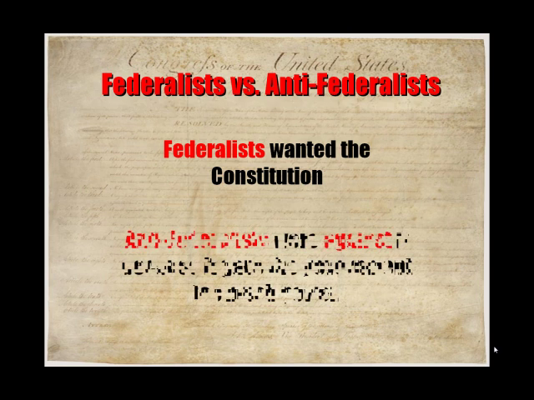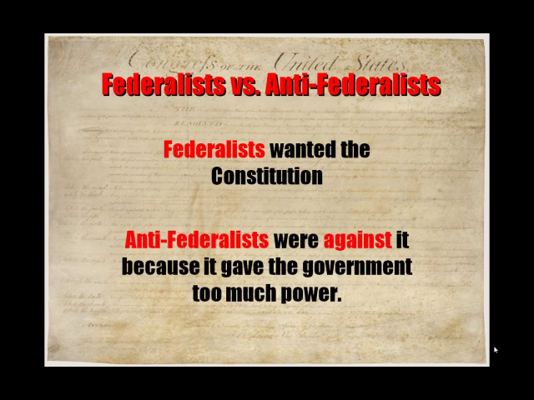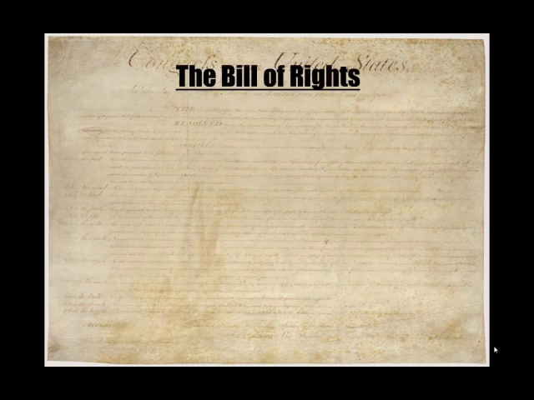But then there was another group called the Anti-Federalists who were against the constitution because it gave the government too much power. And so it was a big debate. So they came up with a compromise, as always. And the Federalists got their constitution, but the Anti-Federalists got the Bill of Rights.